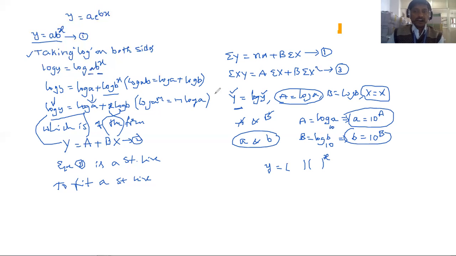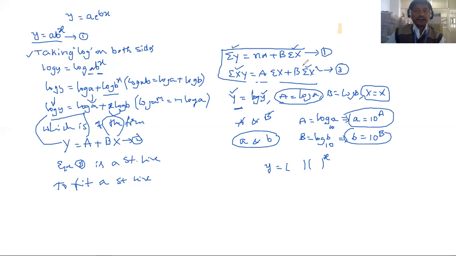Before calculating small a and small b, we use the straight line, which is in terms of capital A and capital B. So first we need to find capital A and capital B. For that we use two normal equations, as usual for a straight line. Earlier they were in small letters, and here they are in capital. To solve for capital A and capital B, we require these values: summation capital Y, summation capital X, summation XY, summation X square.